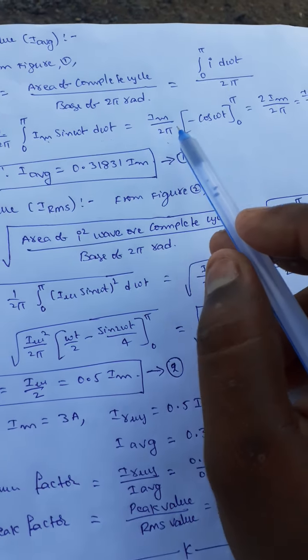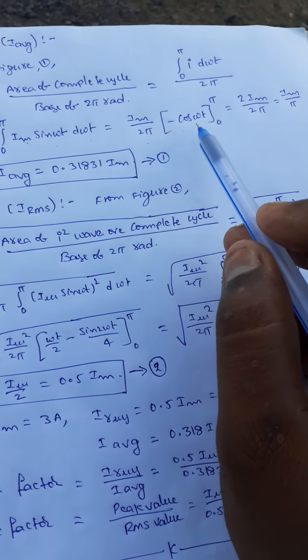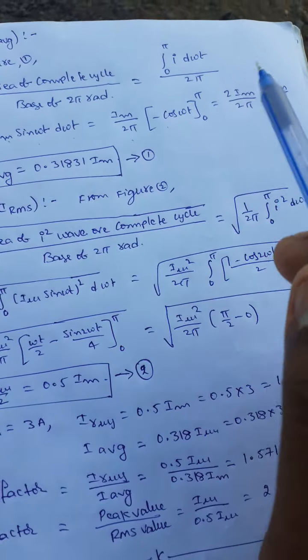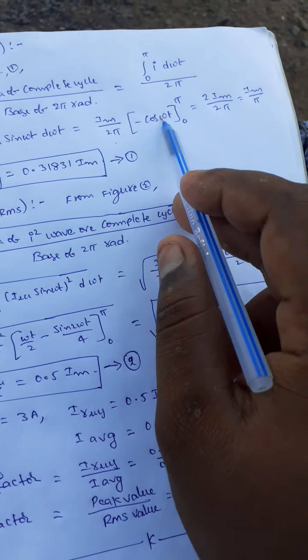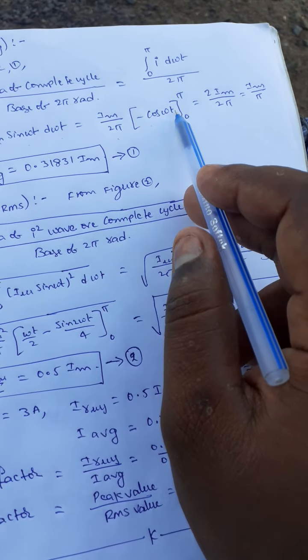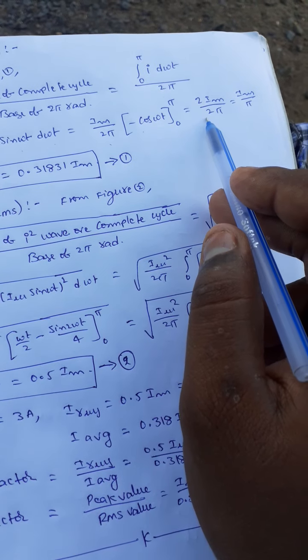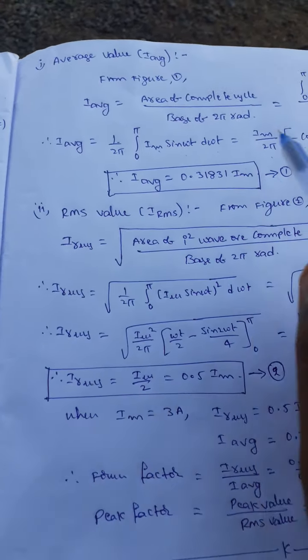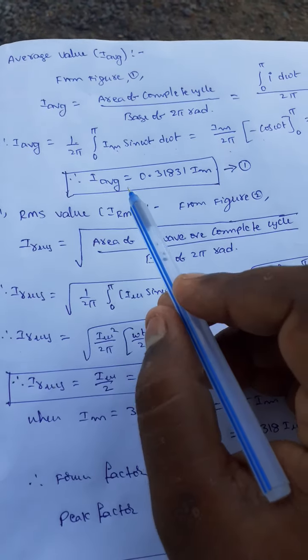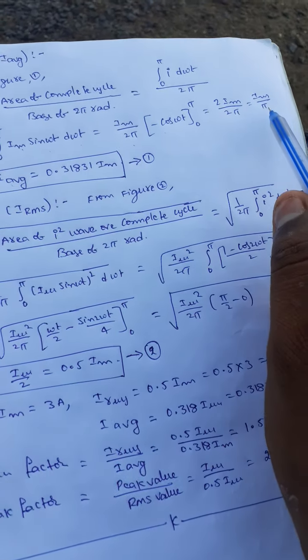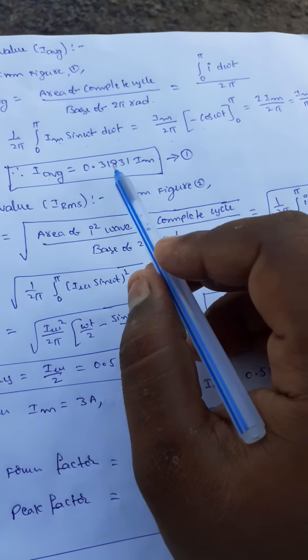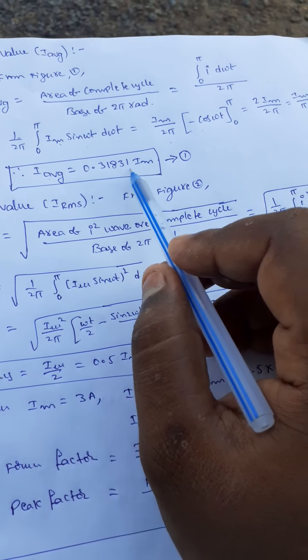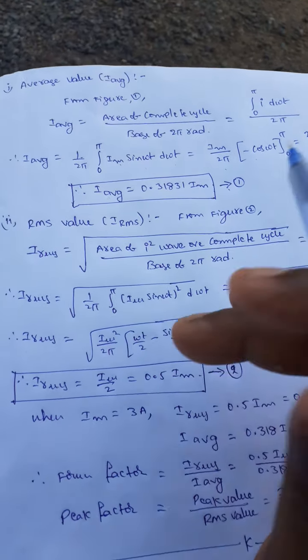Im by 2 pi, integration of sin omega t means minus cos omega t between the limits 0 to pi. If you apply the limits, cos pi is -1 and cos 0 is 1, so you will get 2 Im by 2 pi. Therefore Im by pi is the average value. Taking pi as 3.14, the average value is 0.31831 Im. Make this equation 1.